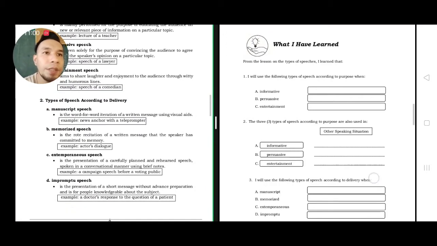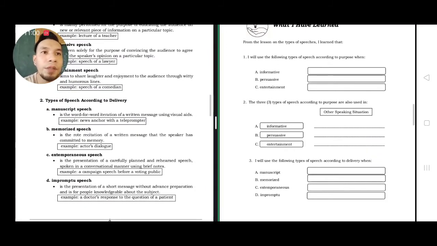So what I have learned: number one, I will use the following types of speech according to purpose when. So when are you going to deliver informative? When are you going to persuade somebody? And when are you going to give entertainment speech? Let me give you an example. Number one, I will use the following types of speech according to purpose when announcing an important meeting to my classmates. So I will write that answer in letter A.